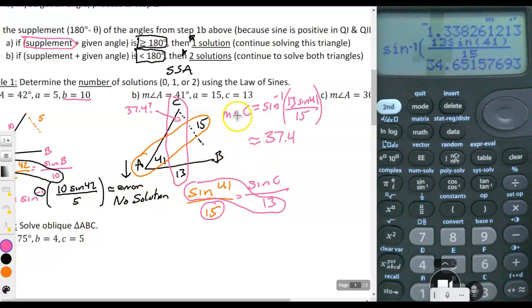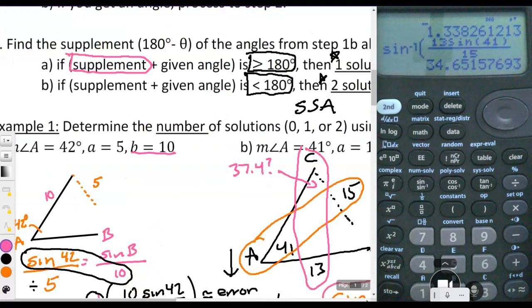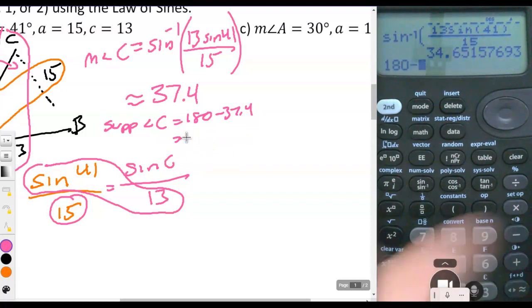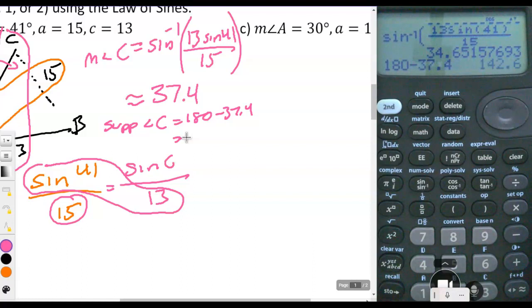So if angle C is the angle I'm working with, find its supplement by subtracting from 180. So the supplement of angle C is going to equal 180 minus 37.4. Alright, so 180 minus 37.4. Is that supposed to be 34.7 instead of 37.4?